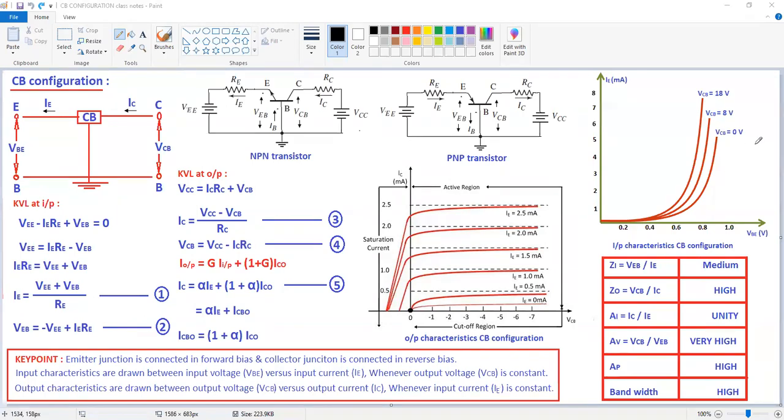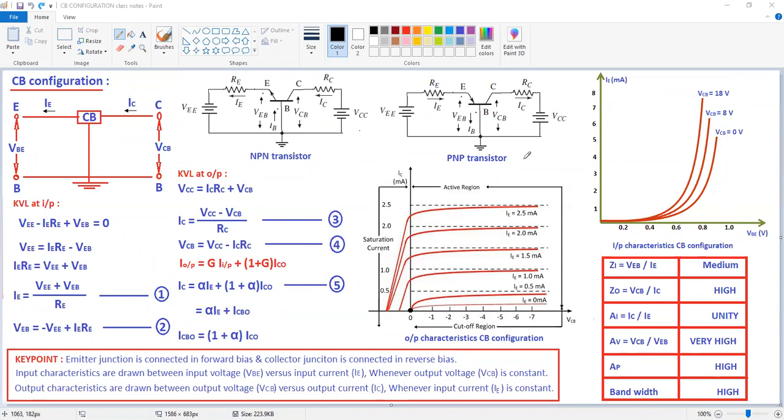Okay, VCB is 0 volts, 8 volts, 18 volts. Here, the output voltage is higher voltage. Very huge amount of voltage is applied across this output, that is in terms of 0, 8 and 18 volts. Okay. When you increase the output voltage, the graph is shifted towards left side, nothing but the cut-in voltage is going to decrease.